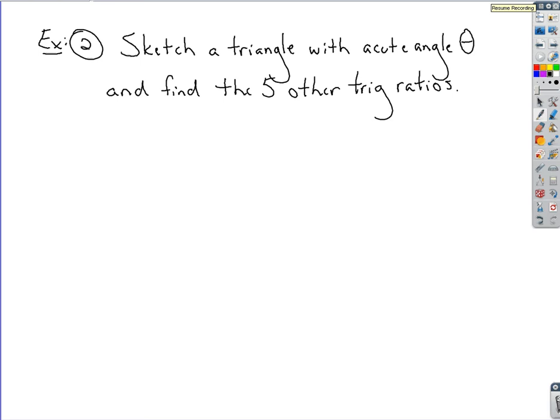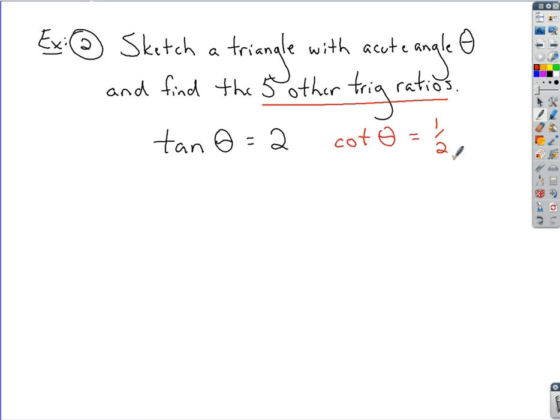Based on some given information, we're going to set up our own triangle here. We'll label theta as our angle that we want to revolve everything around. But in order to do this, we've got to be given a little bit more. What we're given on this problem is one of the trig ratios. We know that the tangent of theta is equal to 2. So if you're looking for the 5 other trig ratios, and you know the tangent, this is where if we know one, right away we can find another. The reciprocal of tangent being cotangent, what's that going to equal? 1/2. So you've got one, you get another.